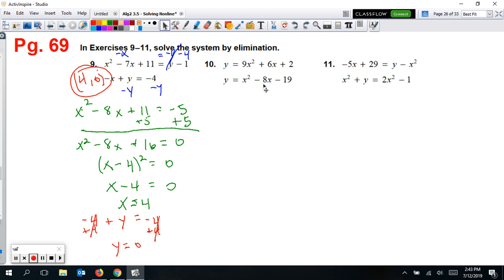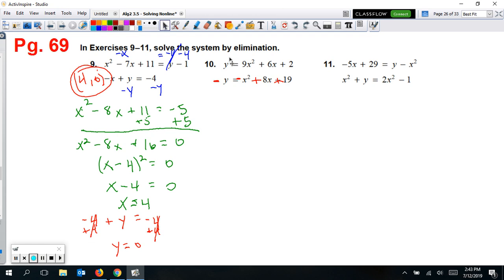So let's just make the bottom one here, multiply the entire equation by a negative. You can't just multiply the y by the negative and not the rest. So if we're going to make y negative, then we have to change the signs of everything else. So x squared changes to negative, the negative 8x changes to positive, and negative 19 changes to positive 19 there.